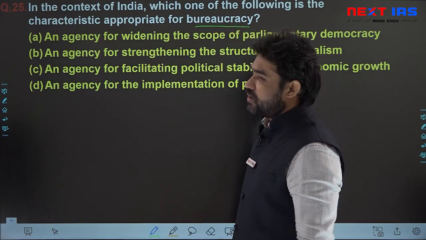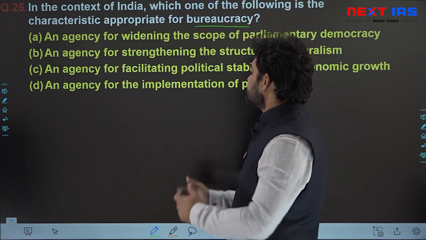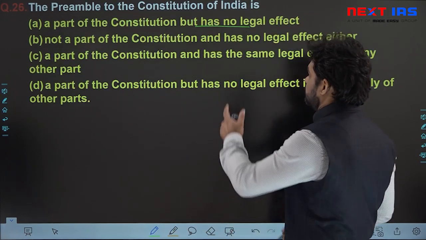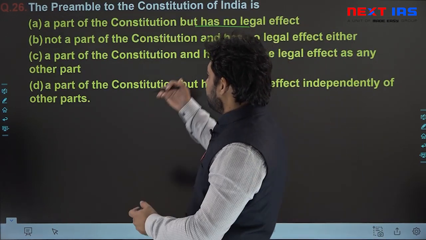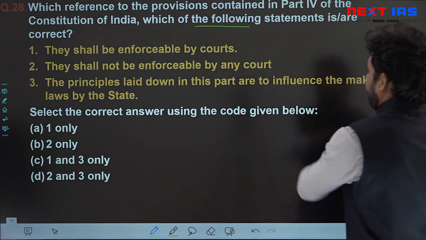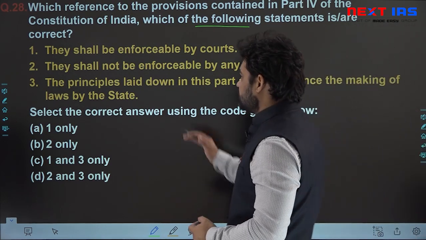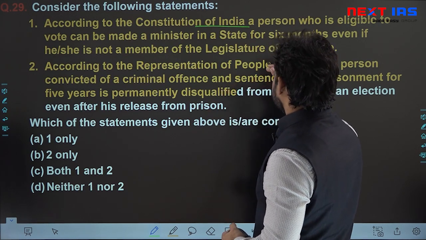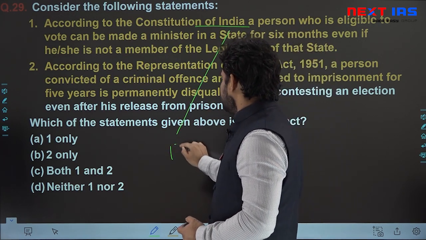Bureaucracy, again the question from the civil services main examination syllabus, explicitly given governance, or generally polity and governance part of it. That's the preamble of the Constitution of India. So again that preamble, or part 4 of the Constitution of India, so that's the DPSP piece. We covered those areas in detail in the classes already.